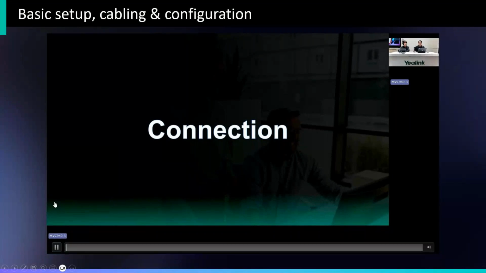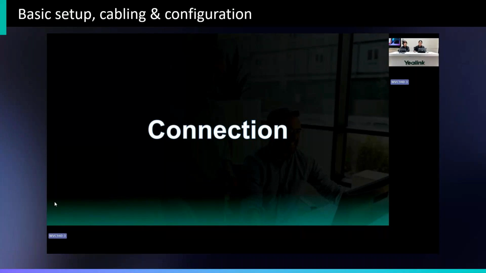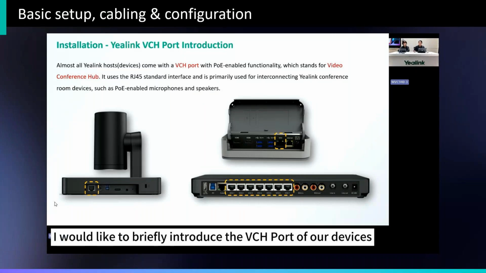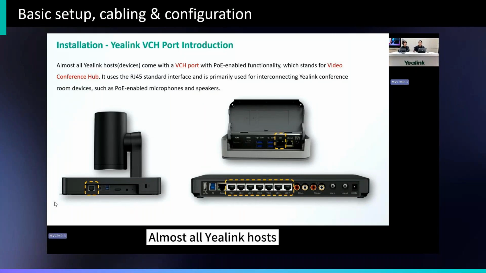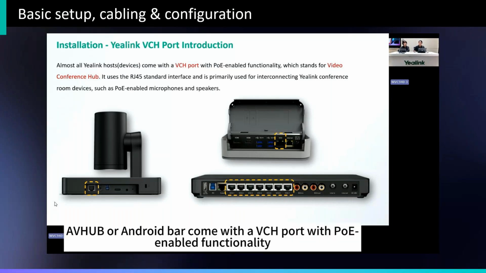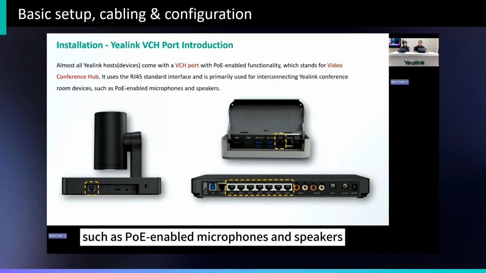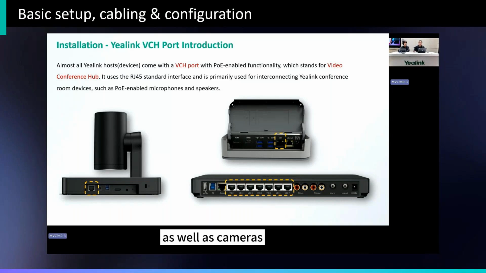Okay, now I will introduce our third course, connection. Before I introduce the connection, I would like to briefly introduce the VCH ports of our devices. Almost all Yealink hosts, such as UVC camera, AV hub, or Android bar, come with a VCH port with PoE-enabled functionality. It uses the RJ45 standard interface and is mainly used for connecting Yealink conference room devices, such as PoE-enabled microphones and speakers, as well as cameras.